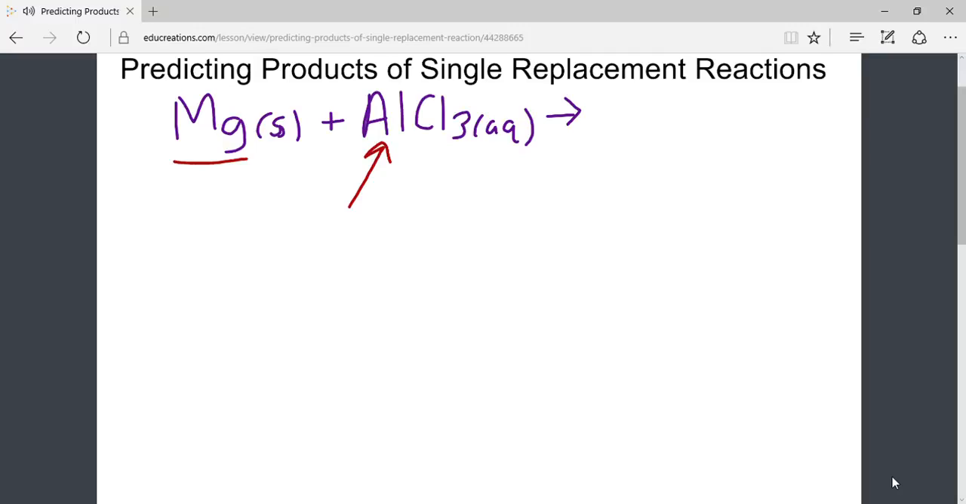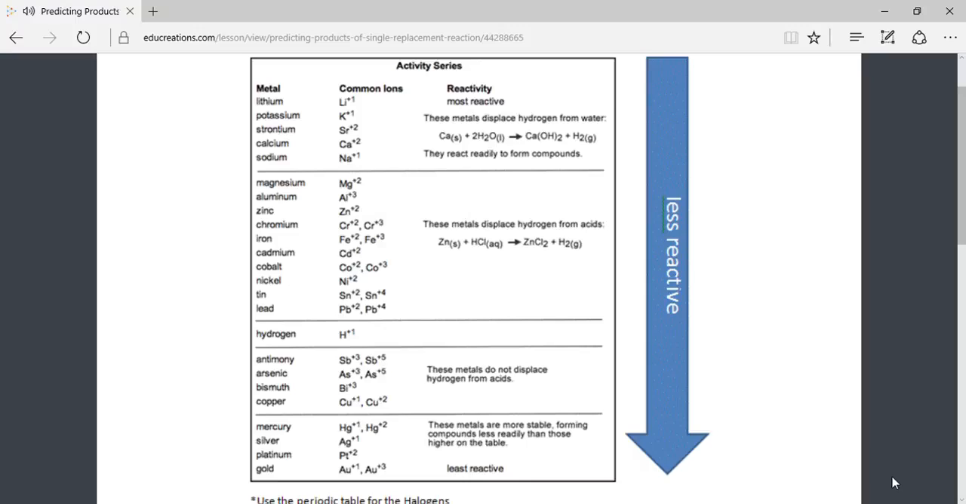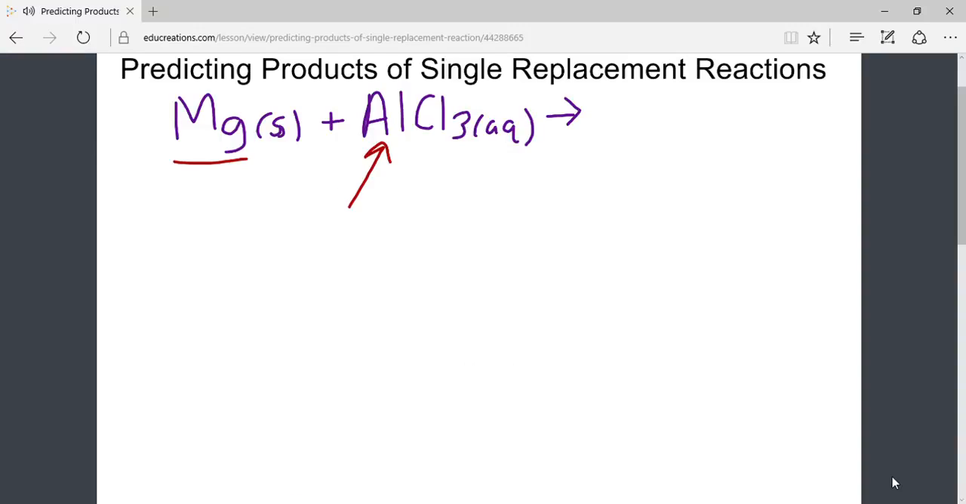The activity series chart tells us the reactivity of elements in comparison. The chart that we will consult is a list of metals. First, you should locate the element that is trying to do the replacing. In this case, we can see the element magnesium is the element by itself. Therefore, magnesium is trying to replace aluminum. Always look for the element that is by itself on the reactant side before proceeding.